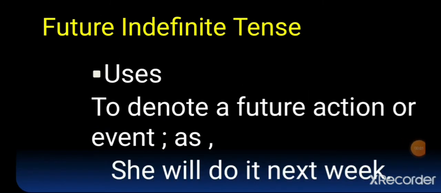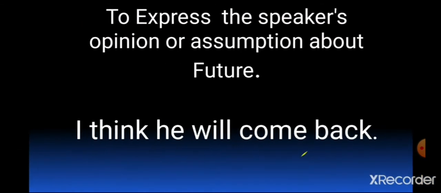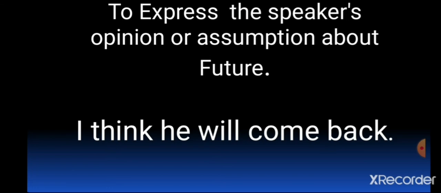Let us start with the uses of simple future tense, or we can say future indefinite tense. Students, simple future tense is used to denote a future action or event. For example, she will do it next week. He will help you. You will go to college tomorrow. Okay, she will arrive at 6 o'clock. Like this, students, for future actions, we use simple future tense.